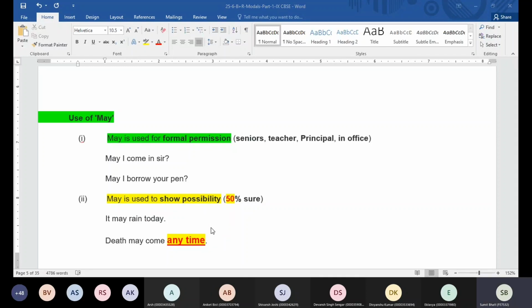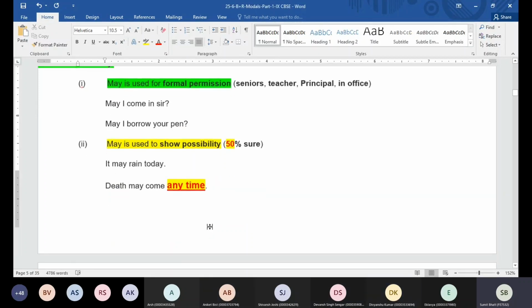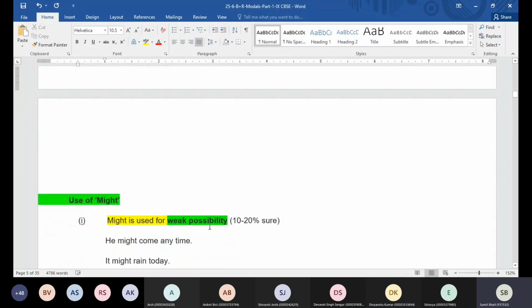Okay, 80-90%, which word are we going to use? So can. Can. Okay, if you are referring to possibility in the past, like something was possible in the past, then? Could. Very good. And something has a possibility of 50%, then? May.